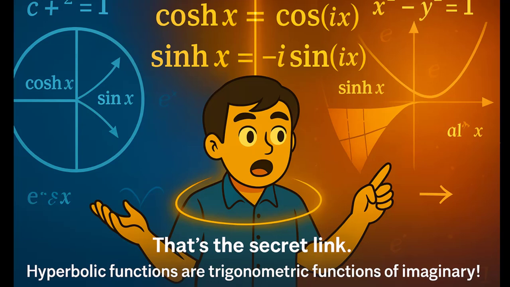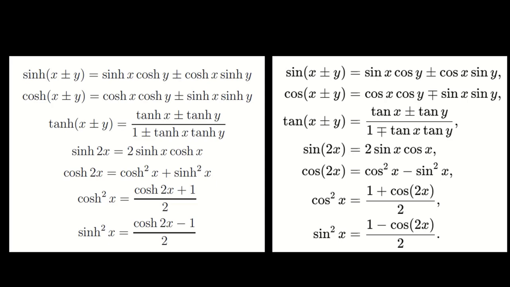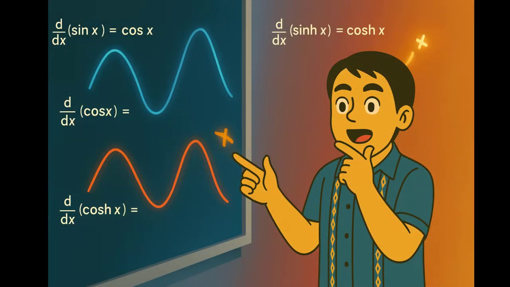Hyperbolic functions are trigonometric functions of imaginary angles. That's why every familiar identity, addition, double angle, derivative, reappears with the same pattern, except that every plus quietly turns into a minus where the geometry switches from circle to hyperbola.